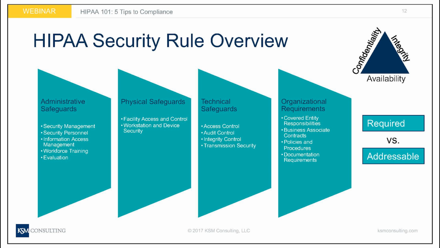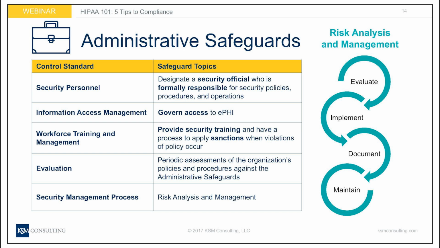Both required and addressable need to be in place. Required needs to be implemented as is, as stated within the framework. However, on addressable, you do get a little bit of latitude in how you implement that control. You can implement it as stated, or if you have a mitigating control that you can put in place, you can meet the control's intent and requirement through that mitigating control. All of that is documented as part of your risk assessment, which falls under the administrative safeguards component.